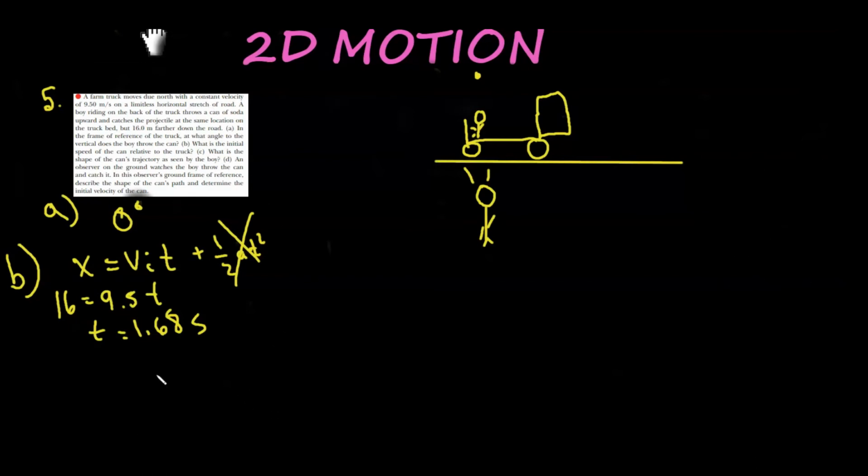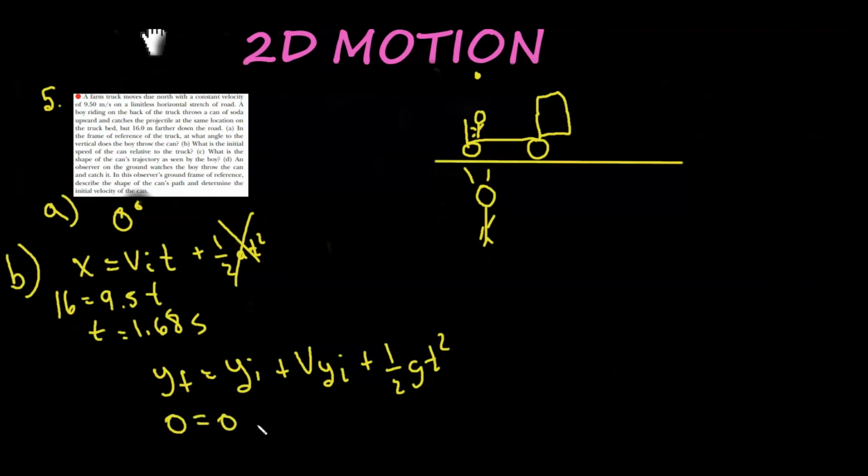The initial velocity of the can would be found using the equation in your book, y final equals y initial plus vy initial t plus 1/2 gt squared. This time we have acceleration, it's gravity. So the final height of the can: he throws it up, so initial height is 0, and it ends up back in his hand, so the final spot is still 0, so they're both 0. So plus vyi, that's what we want. I forgot to put a t here, sorry guys.